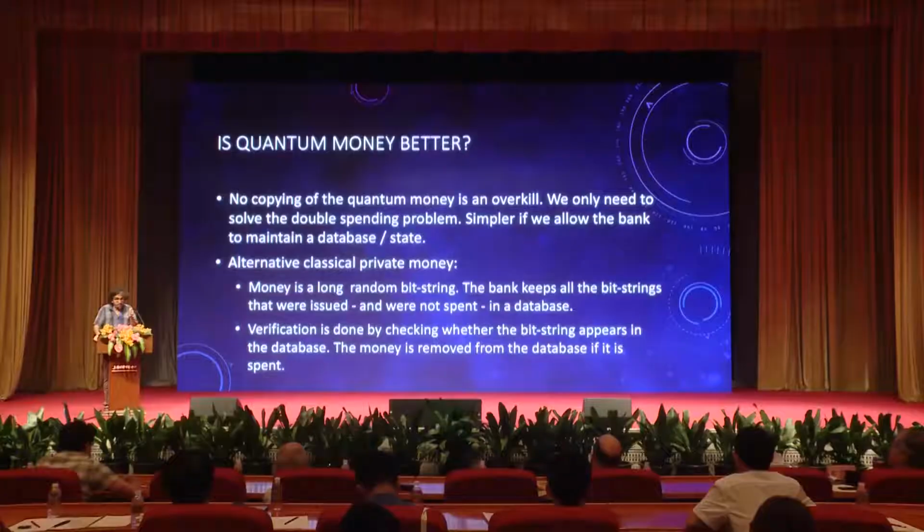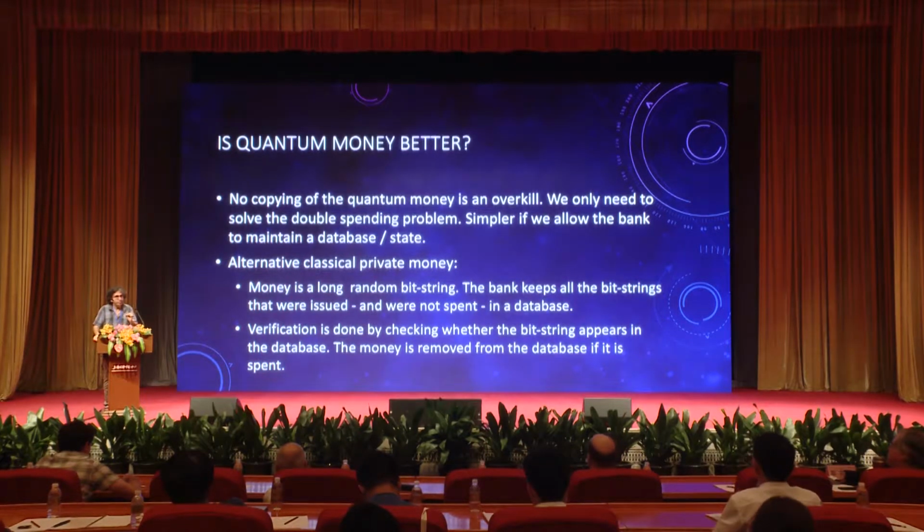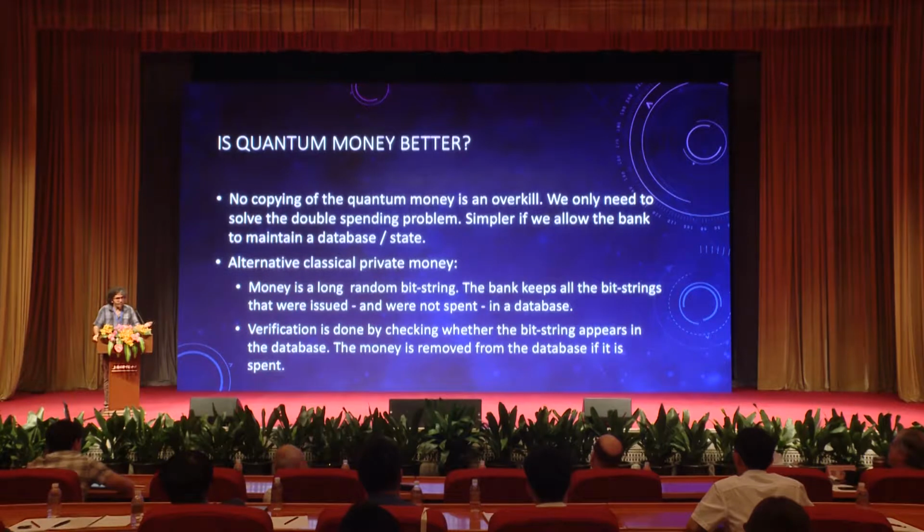And this is way simpler to achieve if you allow your bank to maintain a database. In some sense, not in a very different way than we use credit cards. So here's my alternative classical private money. Money is, think about a coupon or something, which just contains a very long classical bit string. And the bank keeps all these bit strings in its database, only the unused ones. And verification is done by checking whether this bit string appears in the database. And if it does, the bank simply removes that bit string from the database, right? Now suppose you try to buy 2 coffees: the first time you will succeed, but the second time you come with that number, you won't, right?